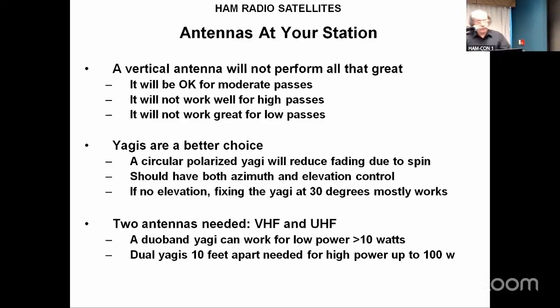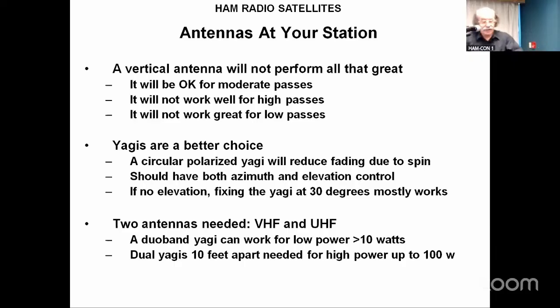Okay, antennas at your station. A vertical antenna will work, but not all that great. It's not going to work for the high passes, and it's not going to have the gain you need for the low passes. It'll kind of work for the so-so passes. Yagis are a better choice. A circular polarized Yagi will reduce fading due to spin, but you should have both azimuth and elevation control. I don't have elevation control. I'm not that into it, right?